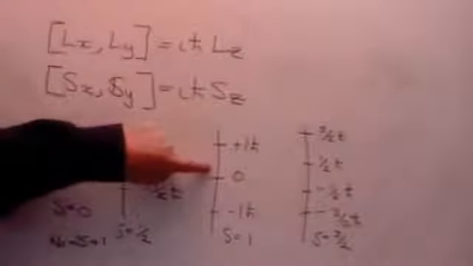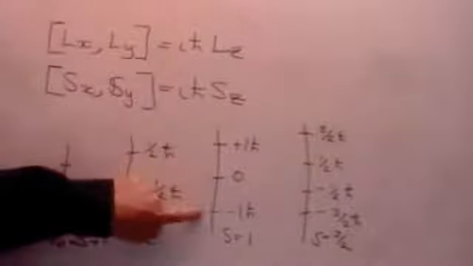So in this case, s is 0, so 2s plus 1 is 1, there's 1 state. Here the value of s is a half, 2s is 1 plus 1 is 2, there's 2 states. Here 2s plus 1 is 3, there's 3 states.